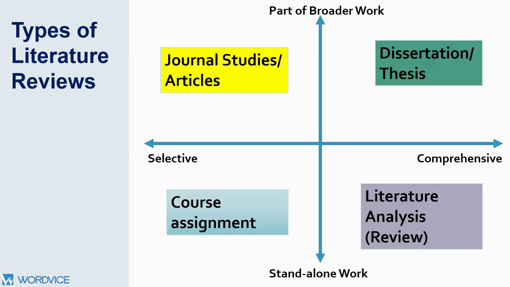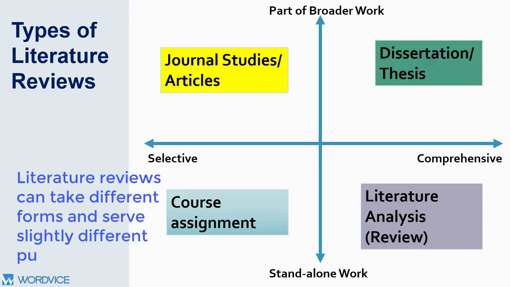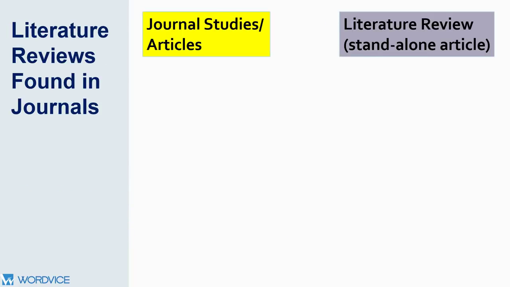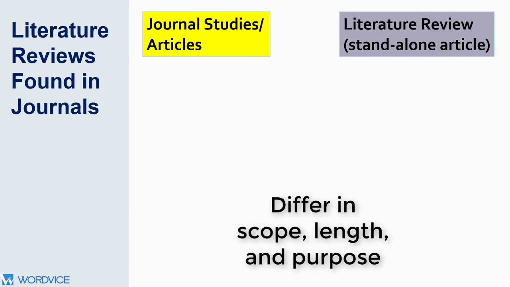Thus, the literature review, while it has common applications across many kinds of documents, can serve slightly different purposes and take different forms. The two types of literature reviews found in journals are research articles, such as studies and surveys, and standalone literature analyses. They differ in their scope, length, and specific purpose.